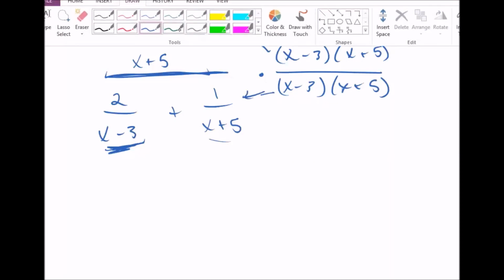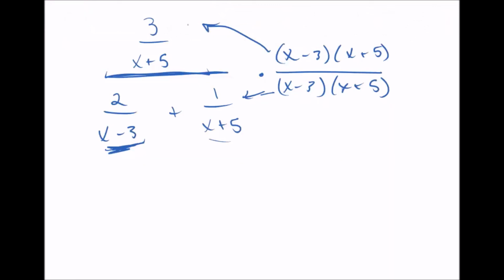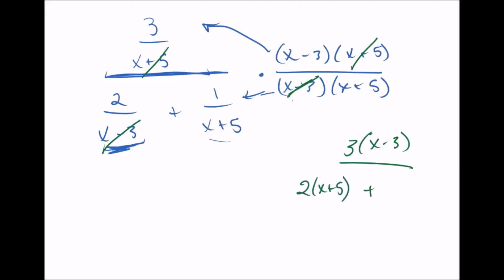So I'm going to grab a different color here. So let's do the top first. So 3 over x plus 5 times x minus 3 times x plus 5. These x plus 5s will cancel, and it's really just 3 times x minus 3 on the top. 3 times x minus 3. On the bottom, let's check it out. For the first one, the x minus 3 and x minus 3 will cancel, so we get 2 times x plus 5, plus the second one, the x plus 5's cancel, and it's just the x minus 3. 1 times x minus 3 is x minus 3.